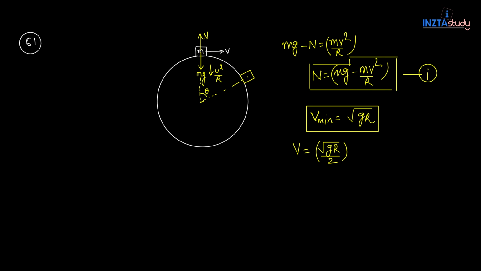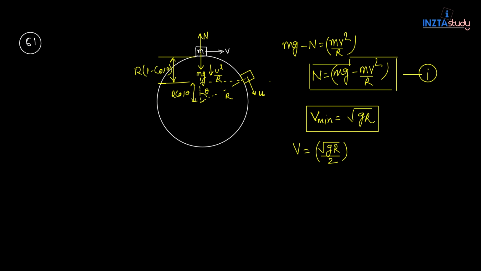At this location, let the speed be u. Now how much height has it fallen? If this is r, then this distance is going to be r cos theta. This full length is r, so the height through which this particle has fallen down is r minus r cos theta, that is r into 1 minus cos theta.